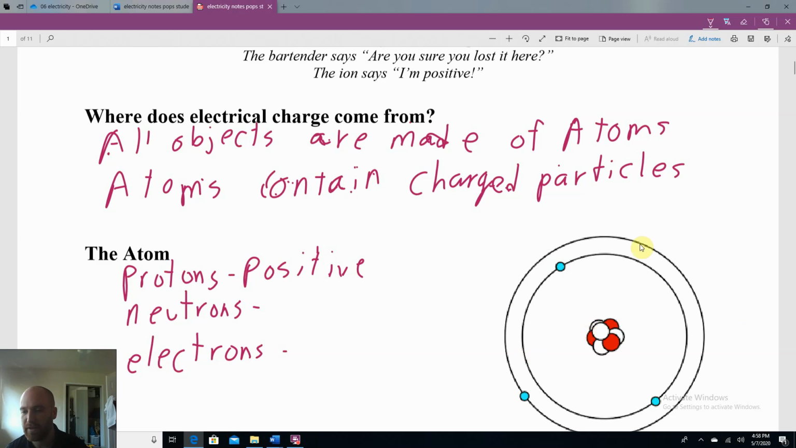Let's label all these. Let's say the red ones are protons. You really can't tell which is which, but let's give that a P. So protons are located inside of an atom's nucleus, and they are positively charged.